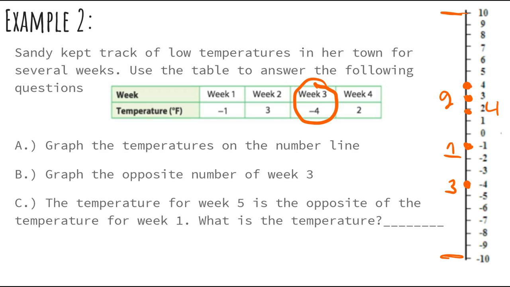And then C says the temperature for week 5, which we don't have. Week 5 will go right there. It is the opposite of the temperature for week 1. What is the temperature? Well, week 1 was -1. The number that is the opposite of -1 is +1. Okay, so that's just another way to show how we can use opposites in real life and how we can use positives and negatives in real world scenarios.